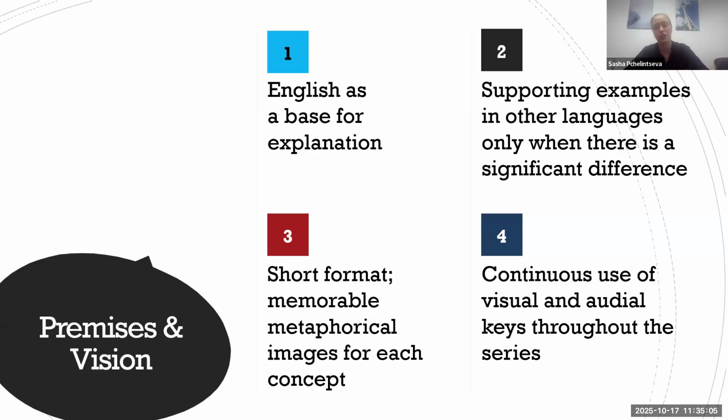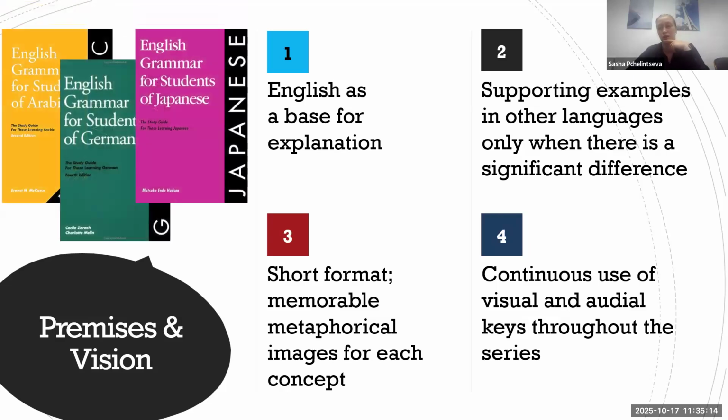I chose English as the base language for all explanations and the majority of examples. And the model I followed was the series entitled English Grammar for Students of Many Different Foreign Languages, which draws parallels between English and the target language of each book. However, since my goal was to create a more or less universal explanation that would cover as many languages as possible, I limited the examples from foreign languages, introducing them only as contrastive backdrops when English alone does not illustrate a certain concept.